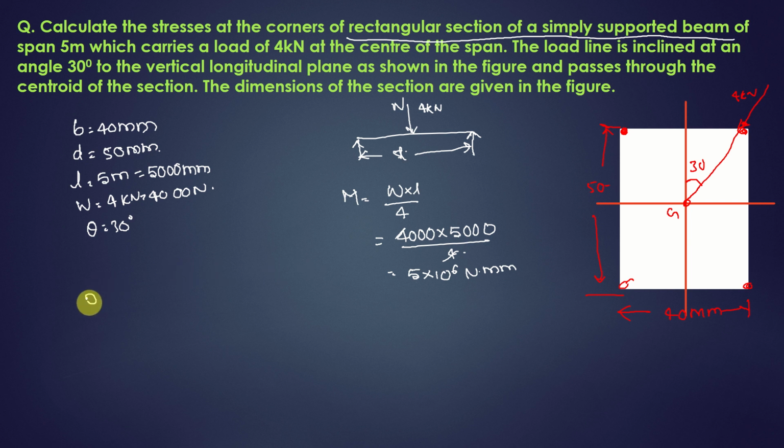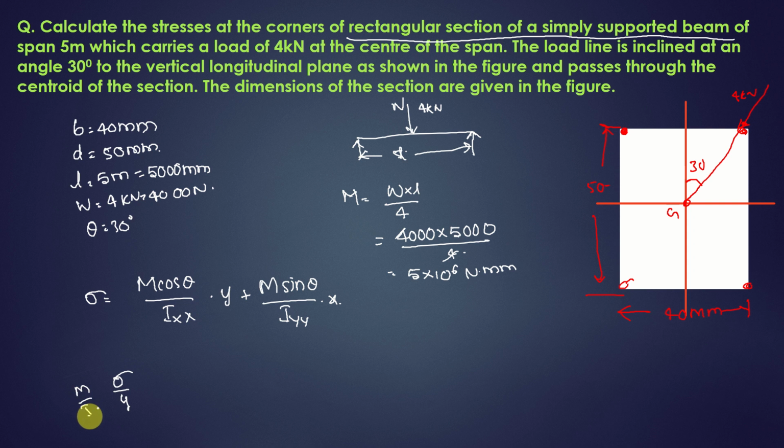So in order to find out the bending stress, in the previous video we have M cos theta by Ixx into y plus M sin theta by Iyy into x. Let me quickly recall how I got this. We have the bending equation, right? M by I is equal to sigma by y is equal to E by R. Let me take these two. Sigma will be M by I into y.